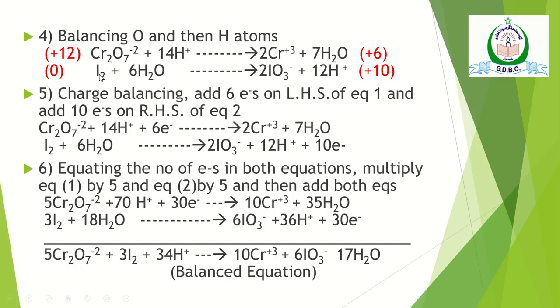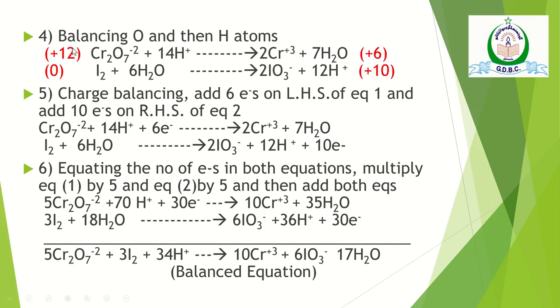Similarly, in equation number 2, iodine is a neutral molecule plus water is also a neutral molecule. So the overall charge of the reactant hand side in the second equation is 0. And on the product hand side, plus 12 due to 12 hydrogen ions and minus 2 makes it plus 10.